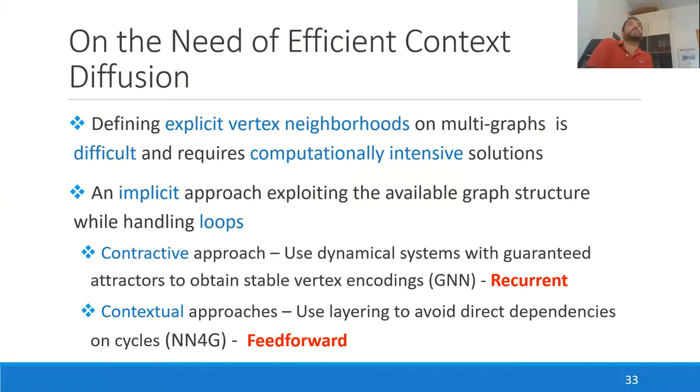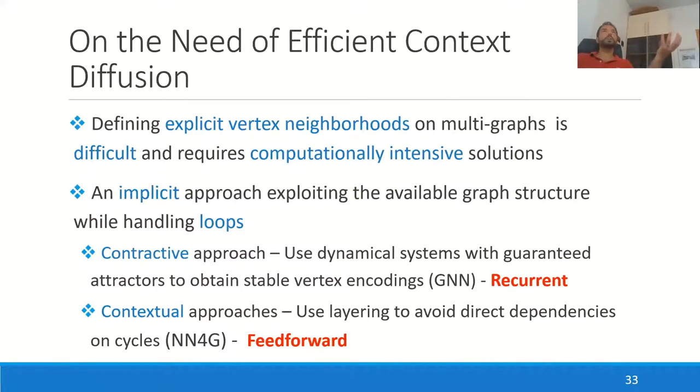All in all, when you deal with graph neural networks, what you're trying to do is to fight the loops, fight the presence of cycles in the graph in the most efficient way. That's the point. Okay, you want to tackle that big problem that is having loops in the most efficient way possible. And defining explicit vertex neighbors and ordering is not possible. Why? Because there are loops, because there is the isomorphism problem. You can't define coherent orderings in a cheap way. So we need an implicit approach, okay?